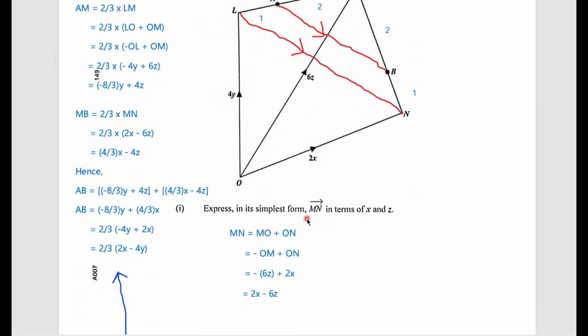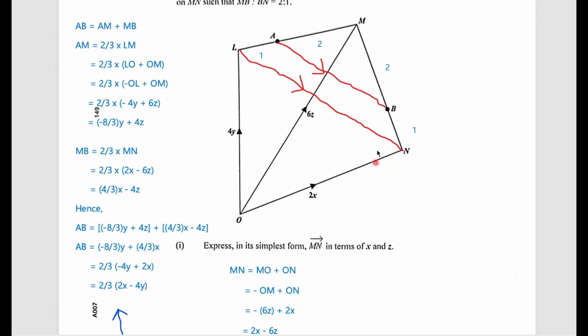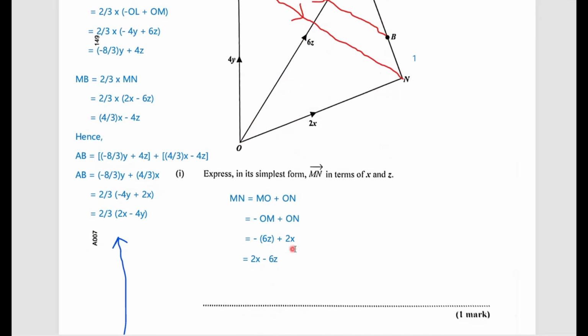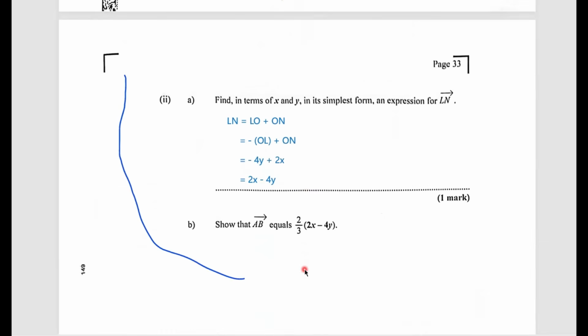Express in simplest form, MN in terms of x and z. So MN comes like what? MO add ON, right? When it all goes to the origin, right? So it'll be MO add ON, which would be what? Minus 6z, going in the opposite direction, minus 6z add 2x. Or 2x minus 6z if you put the 2x in front. Define in terms of x and y, simplest form, the expression LN.